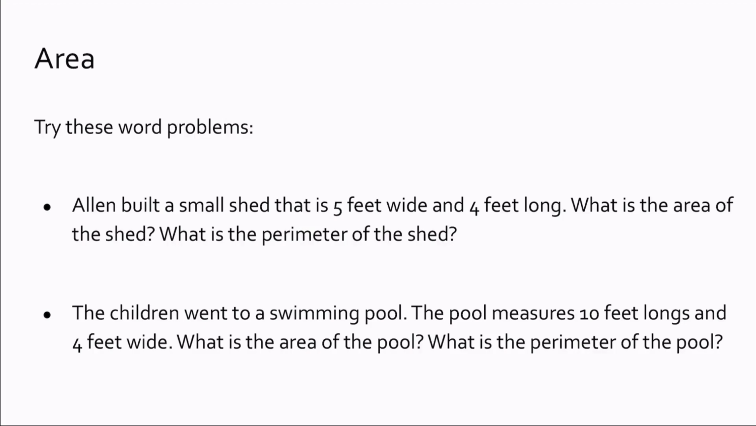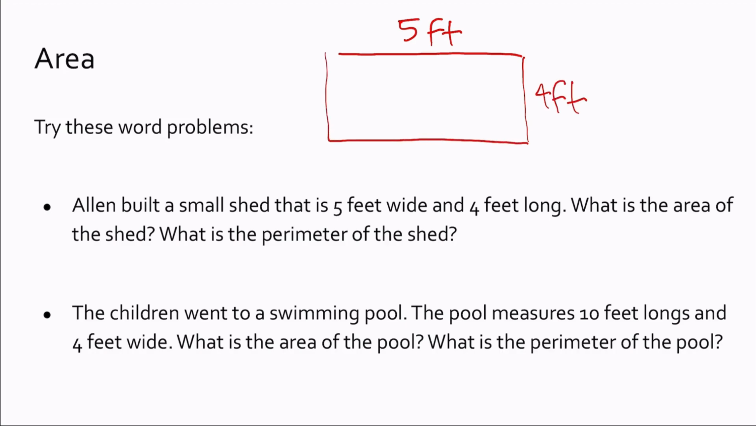Take a look at these two word problems and give them a shot. All right, so sometimes word problems are difficult for me to picture in my brain. So I will often draw something to help me while I'm reading this. So it says that Alan built a small shed that is 5 feet wide and 4 feet long. What is the area of this shed? So the area would be 5 times 4, 20 square feet is the area.